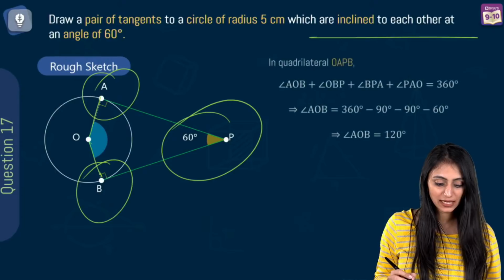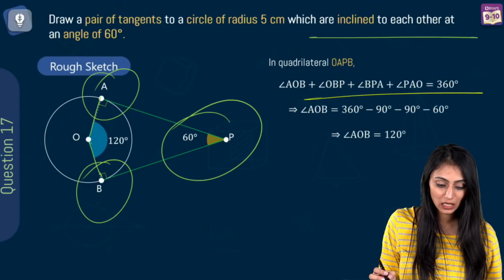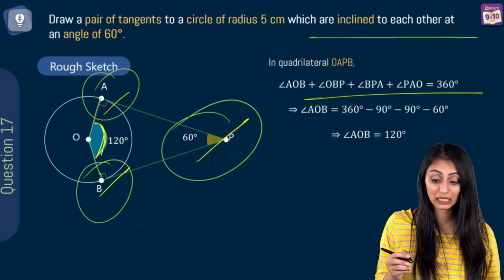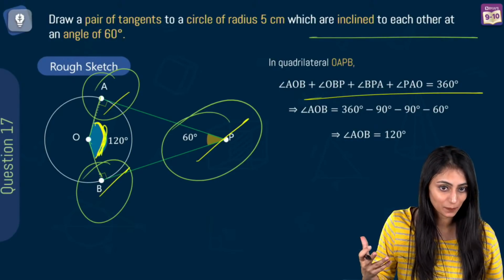So it's basically a four-sided figure. So I can say that the sum of all the angles in a quadrilateral is equal to 360 degree. So this is 90, this is 90, this is 60. So this center angle would be 120 degree. Why did I do this? To get the value of this center angle, because we need it.